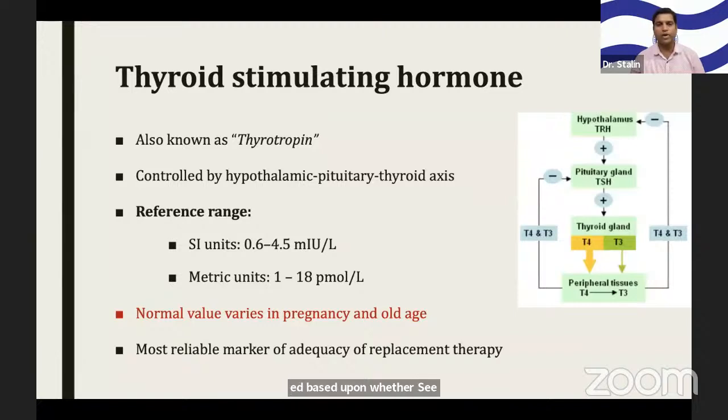In SI units, the range is between 0.6 to 4.5. If it's metric units, it's 1 to 18 picomoles per liter. So based on the labs, they'll give it in different units, so we need to know the reference range in both units. And we should also understand that the normal value varies with pregnancy and old age, so we should not employ the same standard values which are used for the general population.